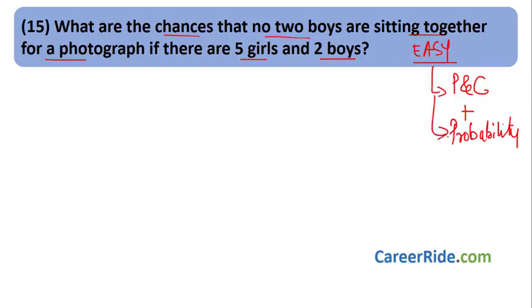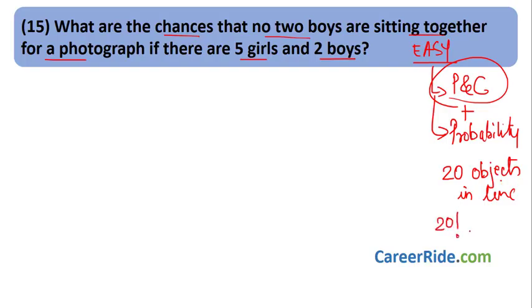But if you pay very close attention right now, you will be able to solve this sum even if you have not studied permutation and combination. You just need to remember a very small trick. What is that trick? Say we have 20 objects in a line. You can arrange these 20 objects in 20 factorial ways.